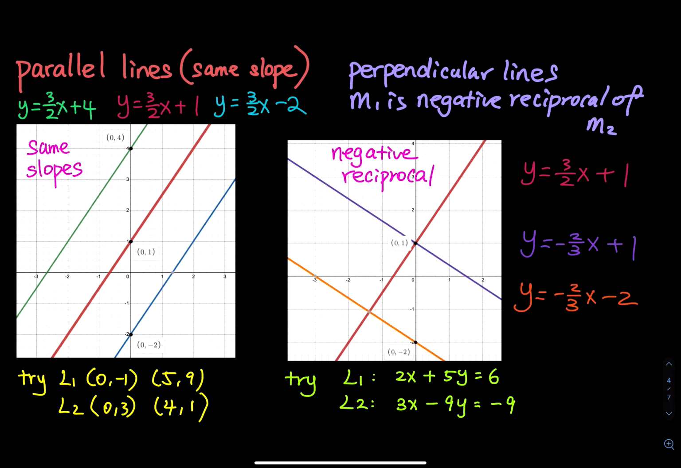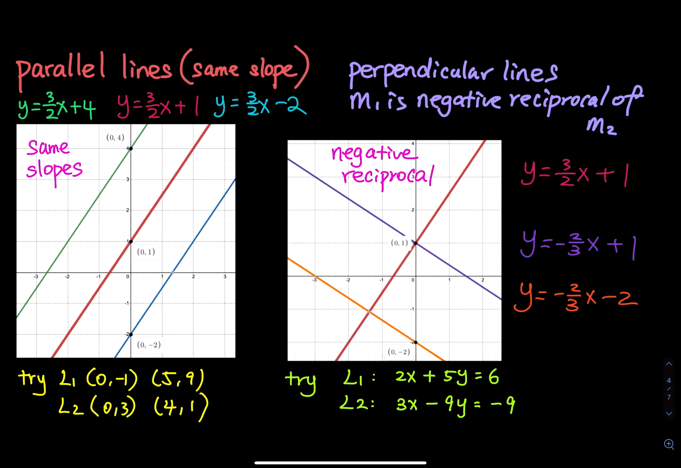All right, so this is the green line, where the y-intercept is 4. This y-intercept is at 0, 1, and then the blue line, the y-intercept is at 0, negative 2. So the parallel line is pretty straightforward. How about the perpendicular line?